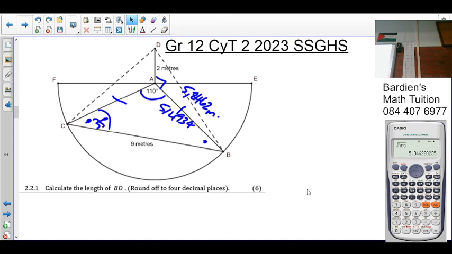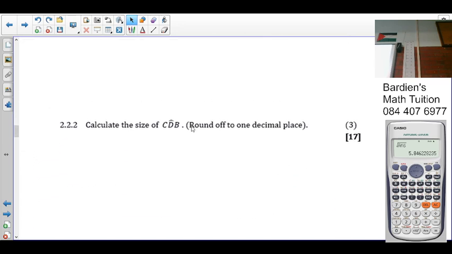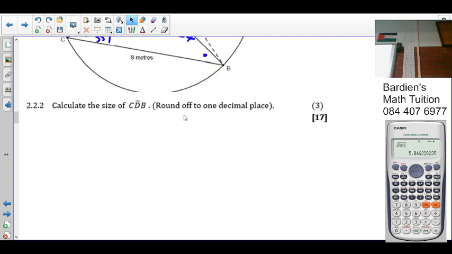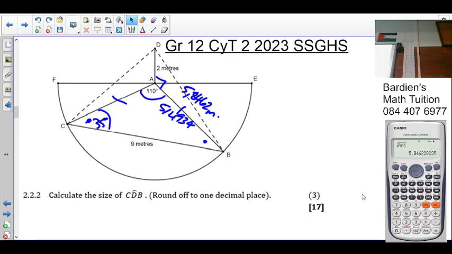Remember the question says four decimal places. So if you didn't round off to four decimal places, of course you're going to lose a mark there. Then the next question says calculate the size of angle CDB. So that angle there.